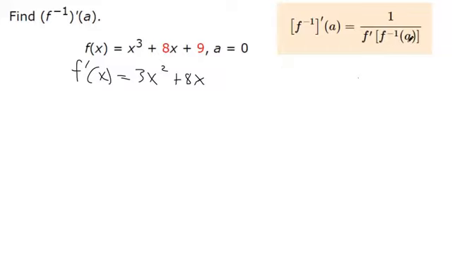So when they tell us that they want us to plug in a value into the inverse function, that means this is a y value. This is like a value that would go over here. So a equals 0 means I'm going to plug 0 over here, and I'm going to solve for x.